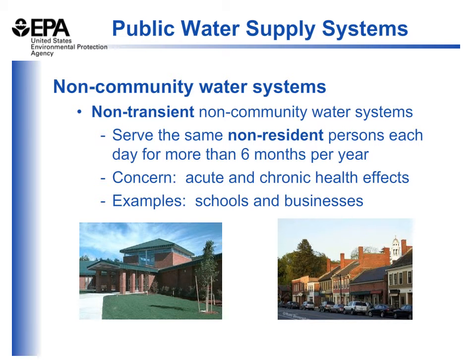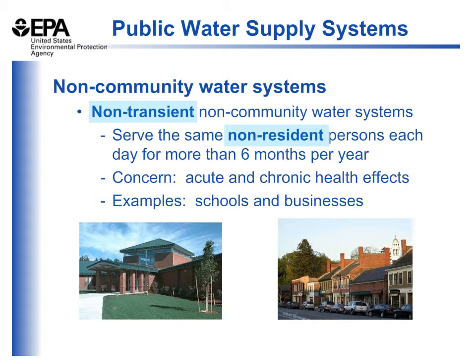Now, the alternative is a non-community water system. And again, there's two different types of non-community water system: a non-transient non-community water system, as well as a transient non-community water system. We'll start by talking about the non-transient non-community water system. That sounds like a lot, but the definition is actually fairly straightforward. A non-transient system is one that serves the same non-resident population each day for more than 6 months out of a year.